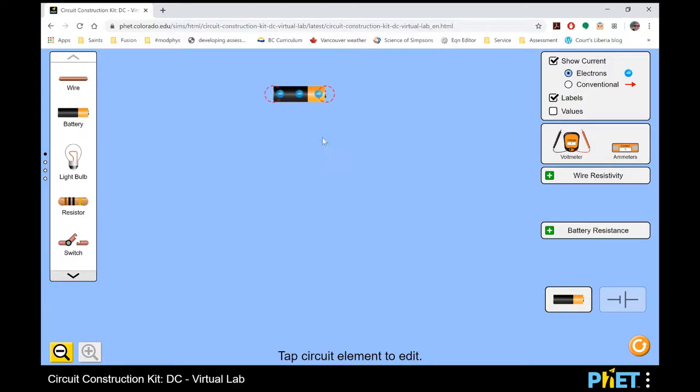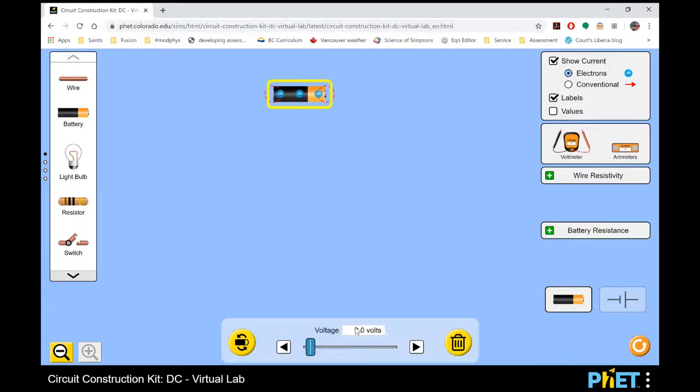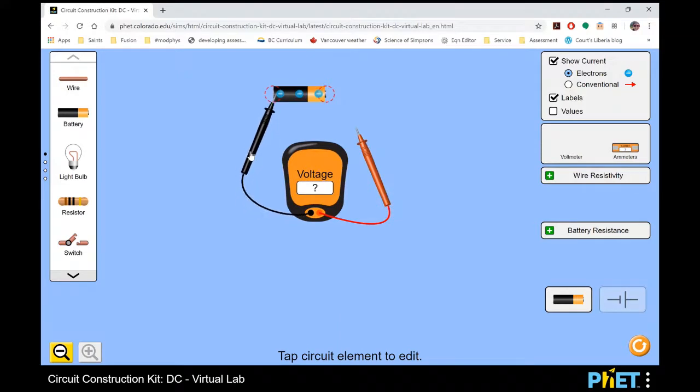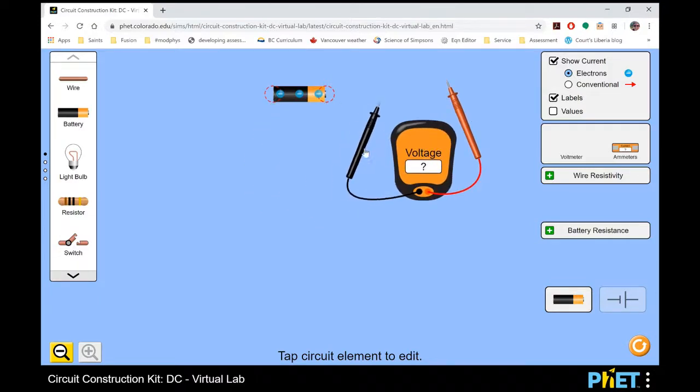So I'm going to set up a simple circuit here. I have a battery that is set at the default of 9 volts. And when I bring in my voltmeter and hook up the leads to the ends, it makes sense. It reads 9 volts. What I'm going to do now is put this in a simple circuit.